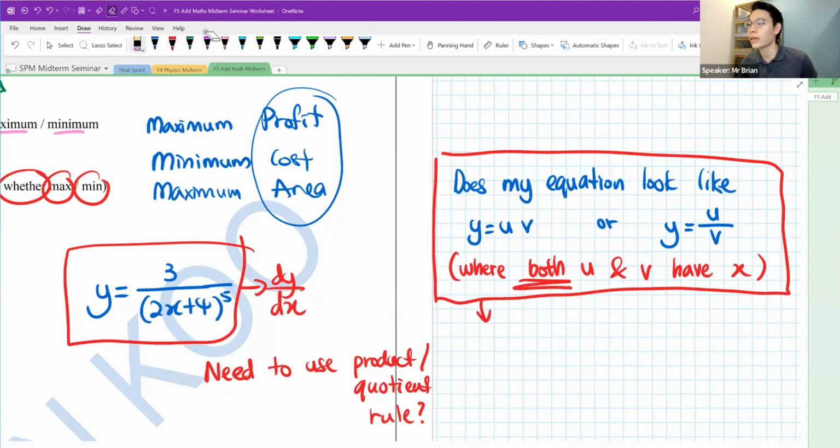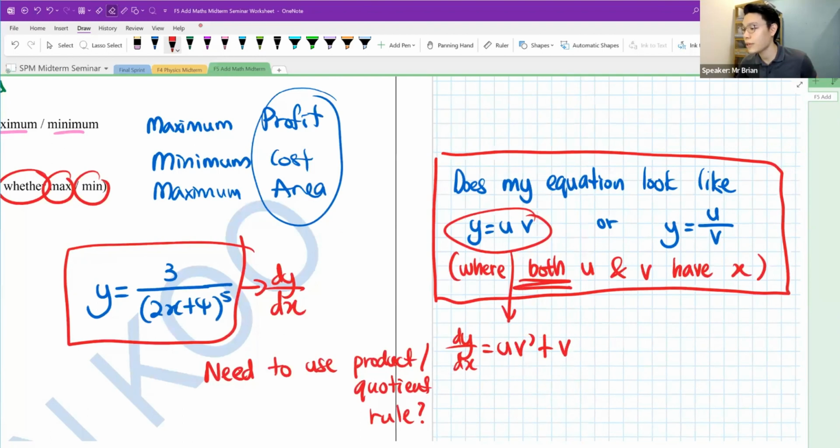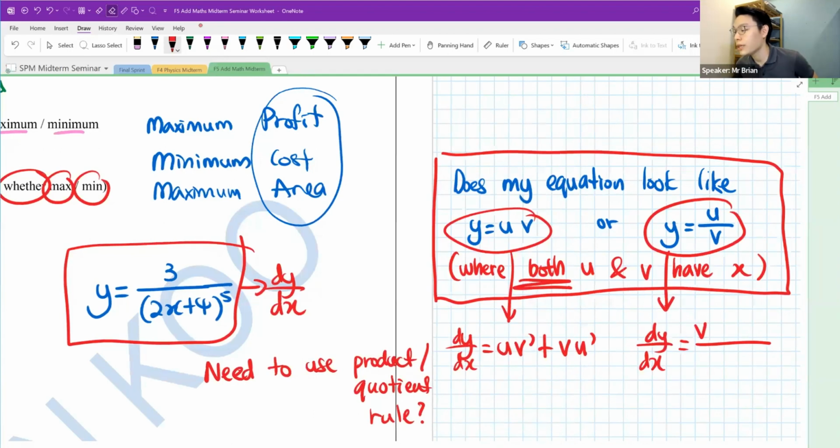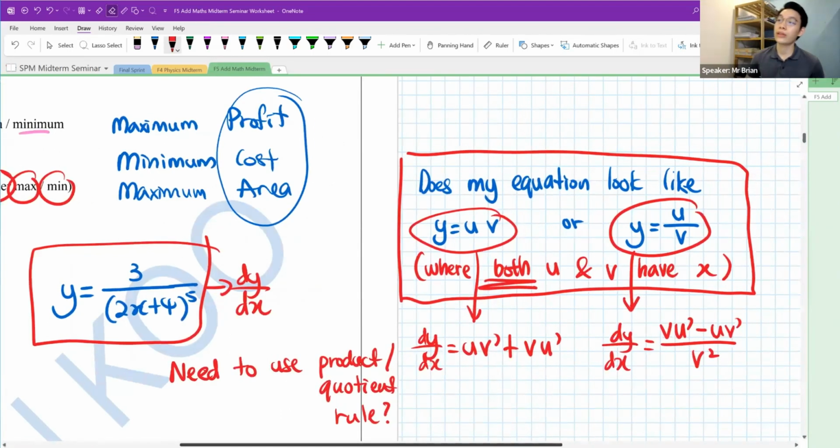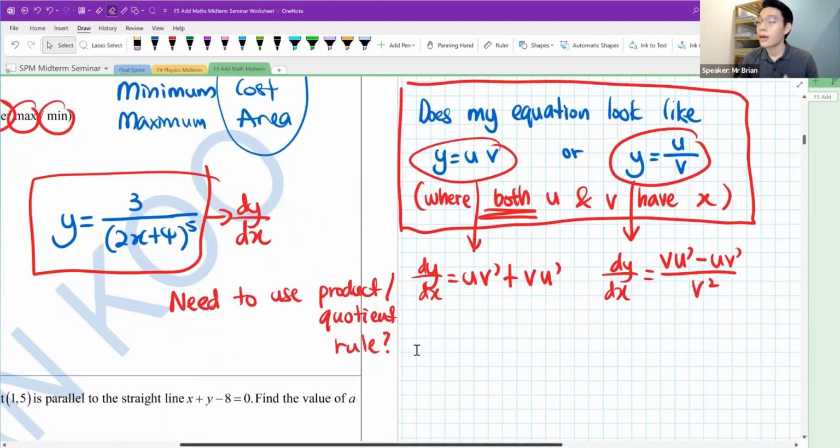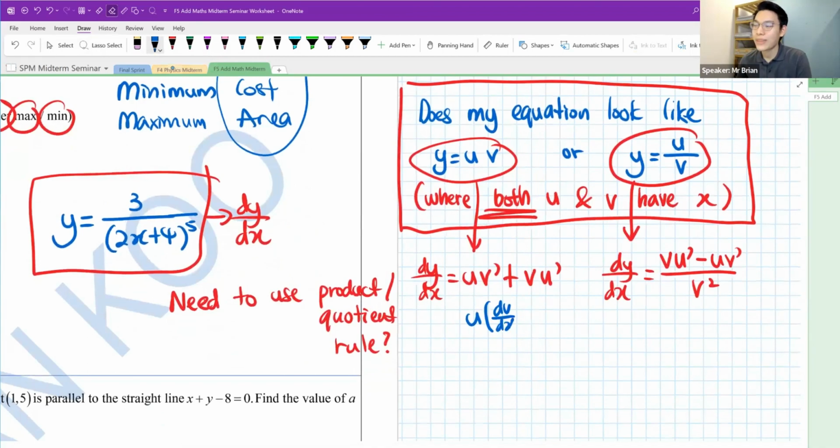Then only I will say, okay, this one I will do u and differentiate the v, that is u v prime, plus v and then differentiate the u. And then for a fraction like this, if both u and v also have x, then I will use this formula, vu prime minus uv prime over v squared. This one, unfortunately, you need to remember. They don't give you the formula. Sometimes we can write it like this also. Same thing, guys.